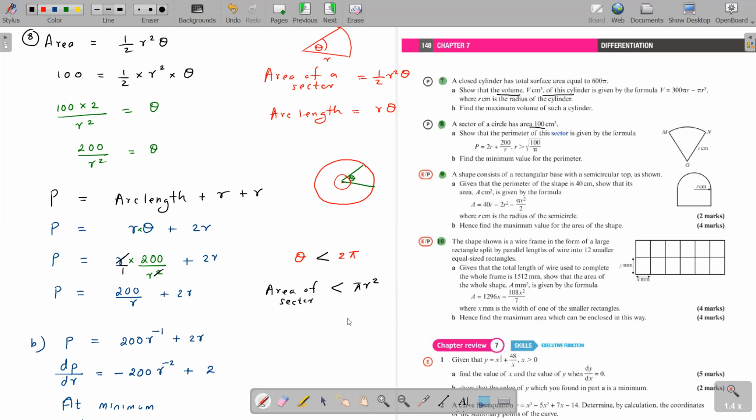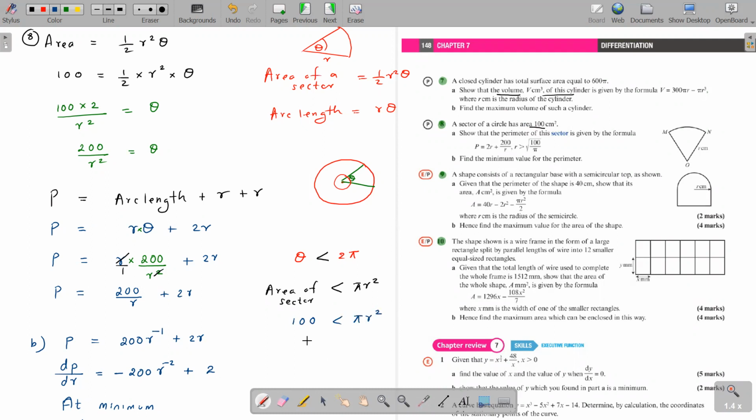Because our sector consists of only this one part, while the circle is the whole thing. So the area of your sector is less than pi r square. Do you agree with me? Area of the sector, do we know it or not? The area of the sector is given to you, right? The area of the sector is how much? 100. So that means 100 is less than pi r square.